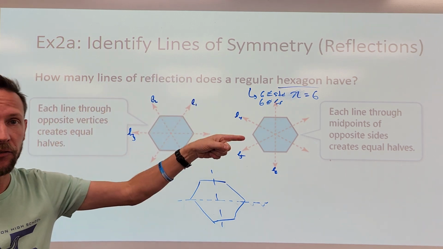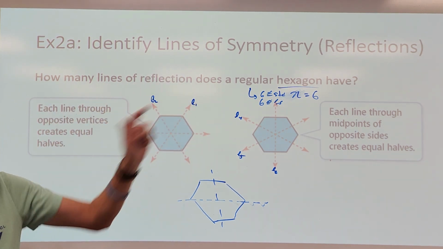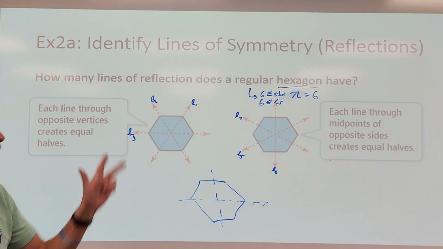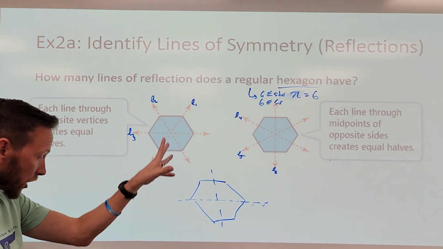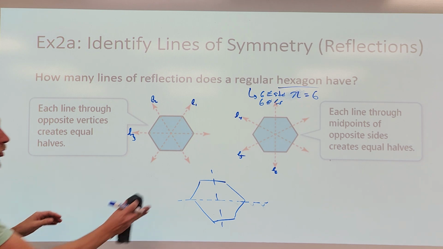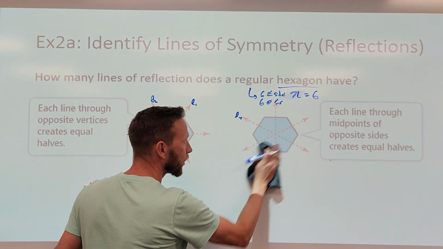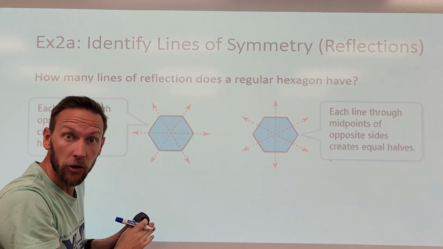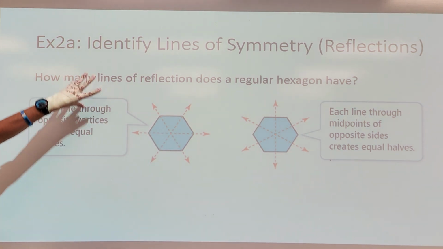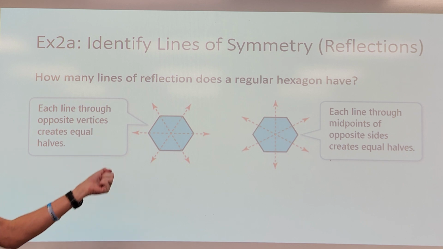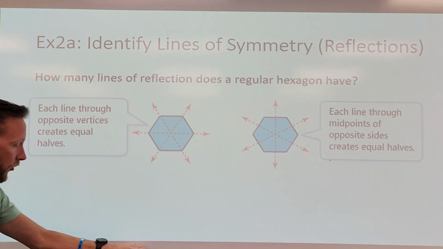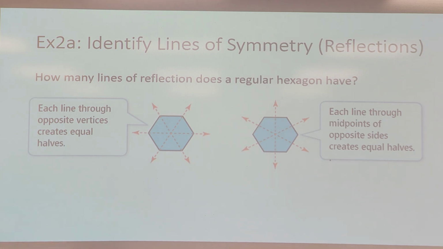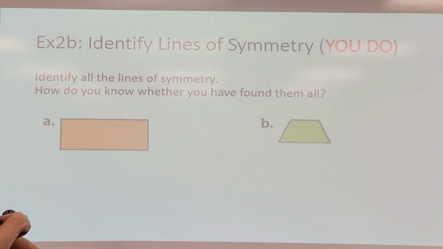How many sides does a hexagon have? It has 6. How many angles does it have? It has 6. How many lines of reflectional symmetry does it have? 6. So it's really important that you're able to connect those dots when it comes to these regular polygons. If we had a regular quadrilateral, that's a fancy name for a square, how many lines of reflection does a square have? Think about the number of sides, think about the number of angles, and then think about the number of lines of reflectional symmetry.